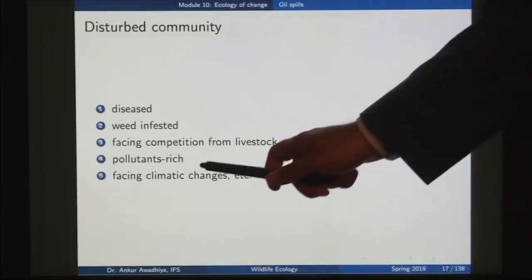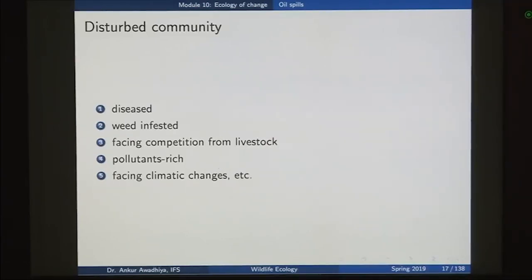Another disturbance is a rich amount of pollutants that are already there in the system. That will also have a very similar impact. So, with a heavy pollutant dose, a number of members of the community will be facing a huge amount of stress, and in that stress, they will not have a high rate of reproduction. So, in that case, if you give a single large infrequent disturbance, the community will be doomed.